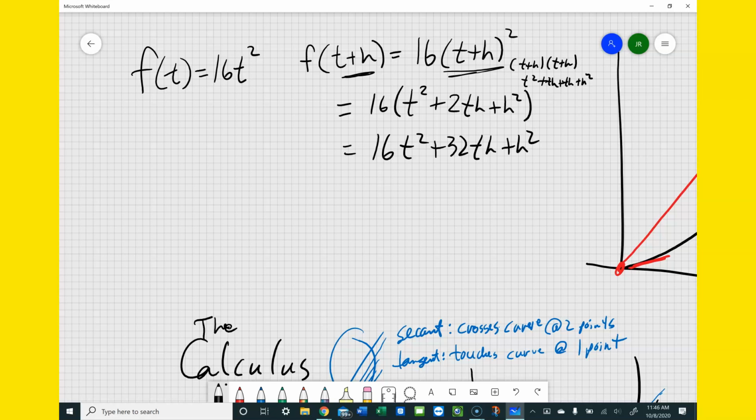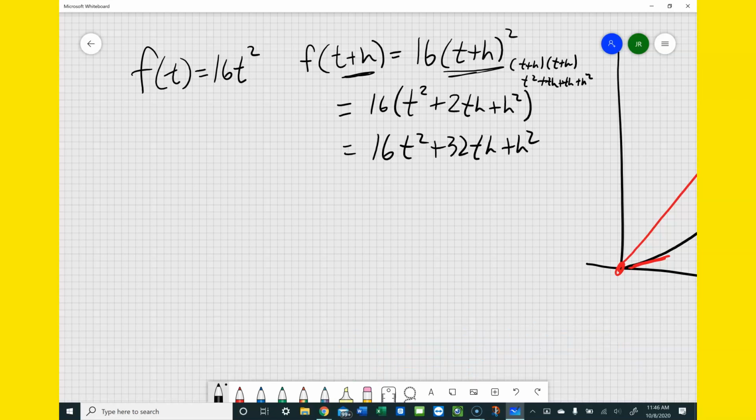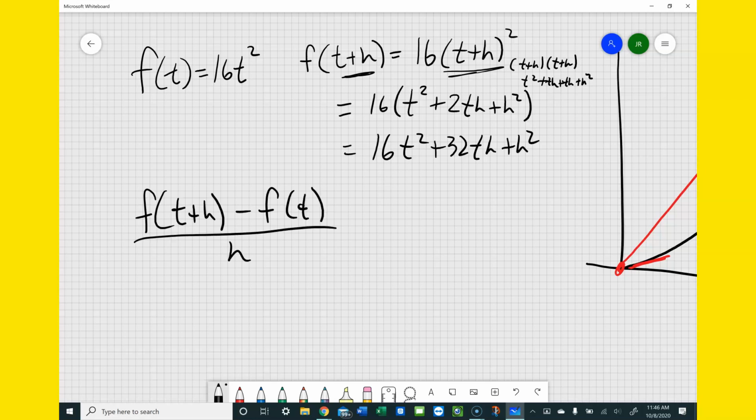Now I'm going to do what we said we were setting out to do: f(t + h) minus f(t), over h. Again, this is the slope. This is just y2 minus y1 over x2 minus x1. That's all this is, just written with a different fancy notation. But it's going to accomplish something good.